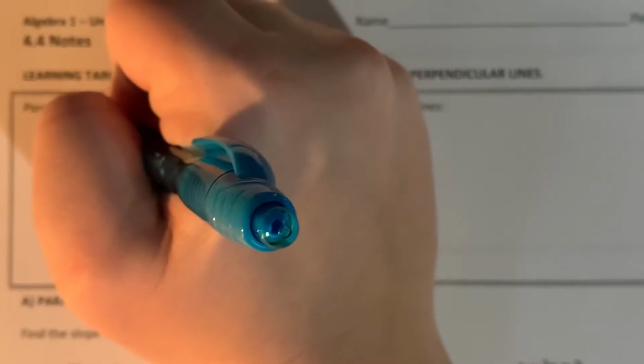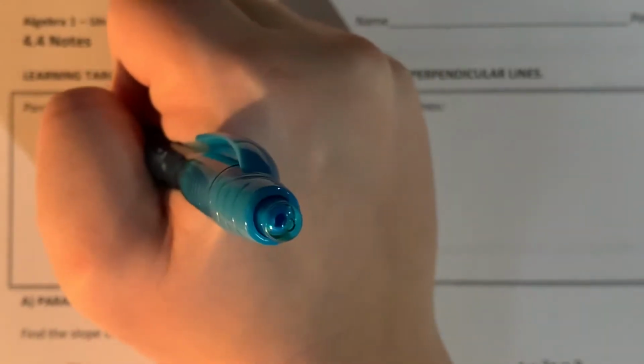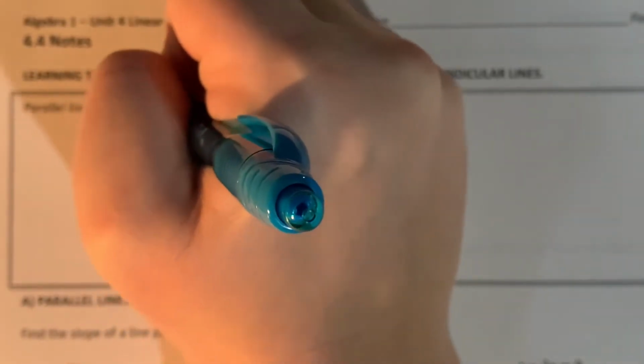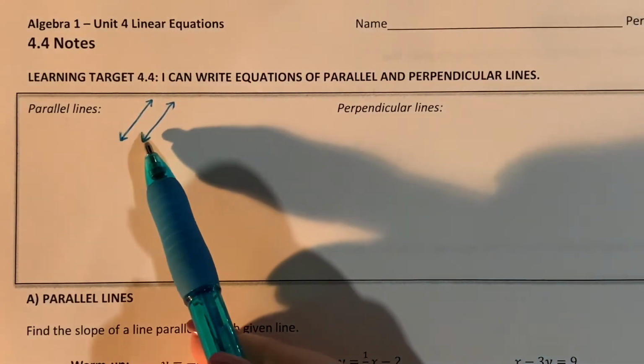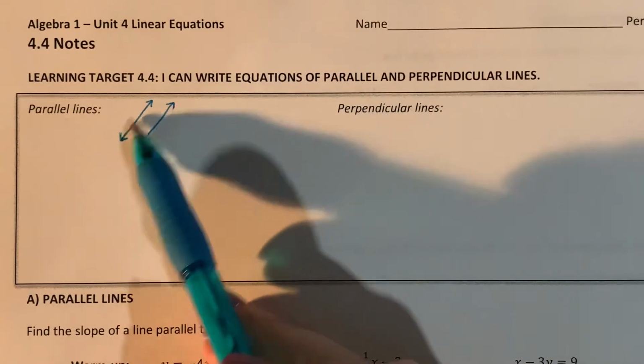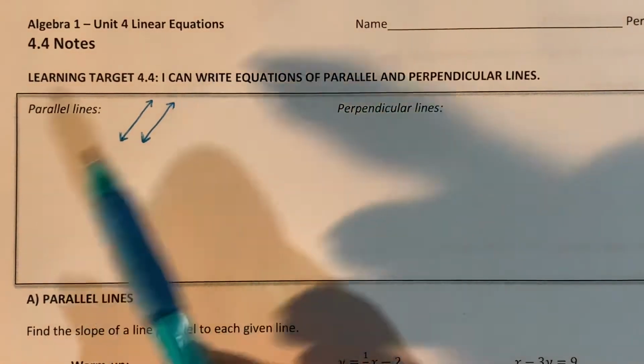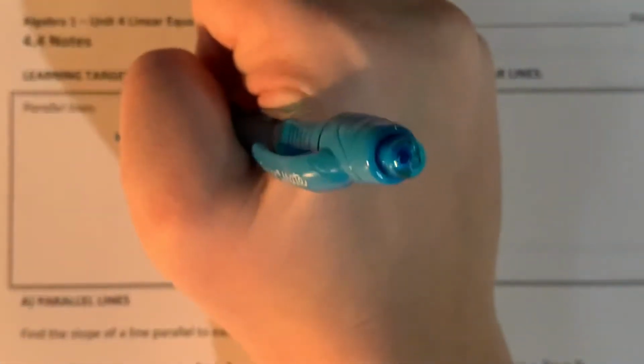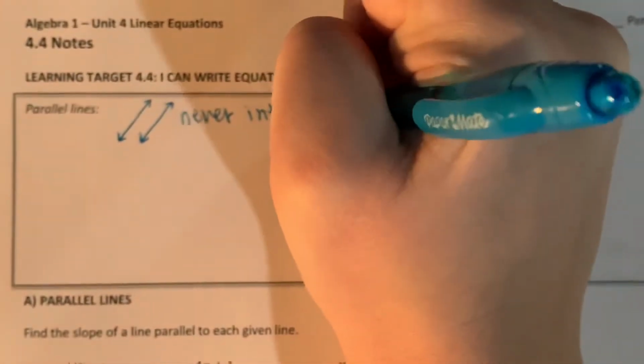Well, let's sketch a real quick diagram here. Here would be an example of parallel lines. Parallel lines will extend forever in both directions, but they will never touch, or they will never intersect. So I'm going to make a note here, they never intersect.